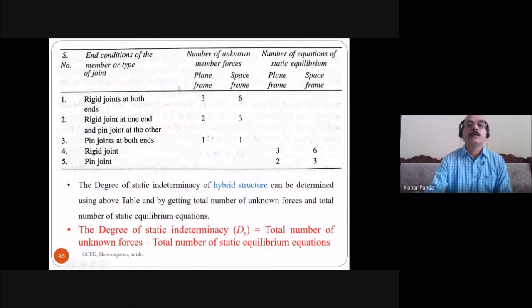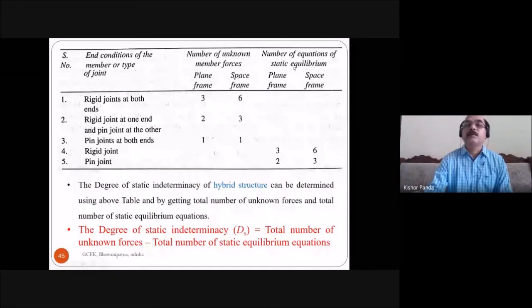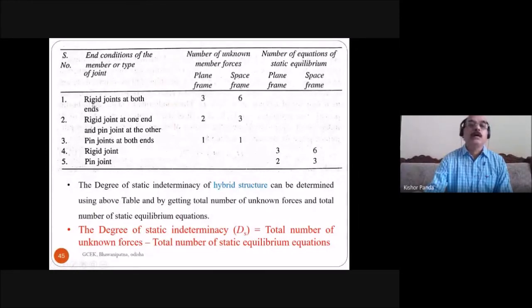Here is the number of unknown member forces for plane frame and for space frame. Similarly, the number of equations of static equilibrium is also given for plane frame and space frame. Here you see, when the member is rigid jointed at both ends, in that case, you have to take the number of unknown member forces for plane frame as 3 and for space frame as 6.